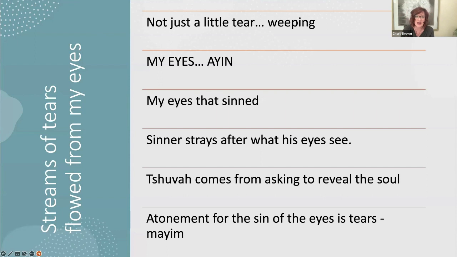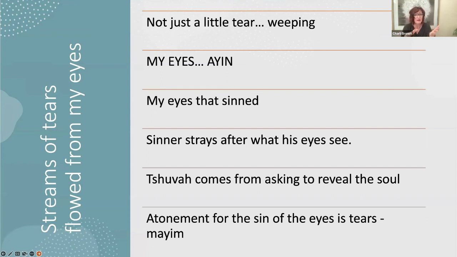these weren't just little tears, you guys. It says he was weeping streams from my eyes, my ayin. It's really interesting. You have the ayin, just last week, the ayin comes before the pey, right? We have to see things sometimes before we say things, because our eyes are the first thing that captures things. And then it ends up coming to our mouth, right? Because out of the abundance of our heart, we'll see later, our mouth speaks. But his eyes now, he's going to go back to his eyes.